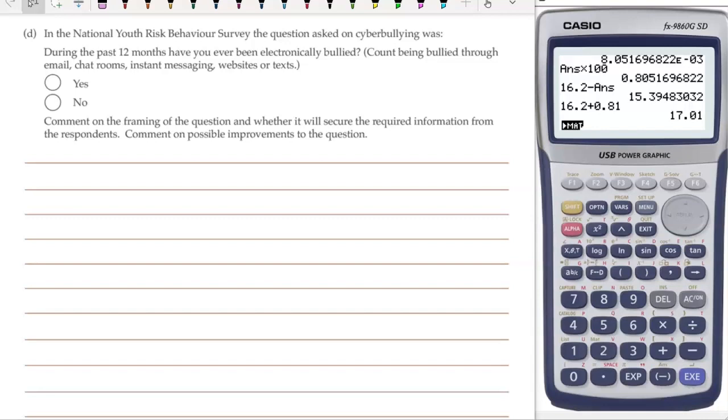There's a couple of answers that you could give to this. You might think about that in the past 12 months is quite a long time, and you might not remember if that's happened within those past 12 months or not. The other thing is that bullying is quite a subjective term, and some people may count certain acts as bullying and others might not. So I'm going to go with that one.